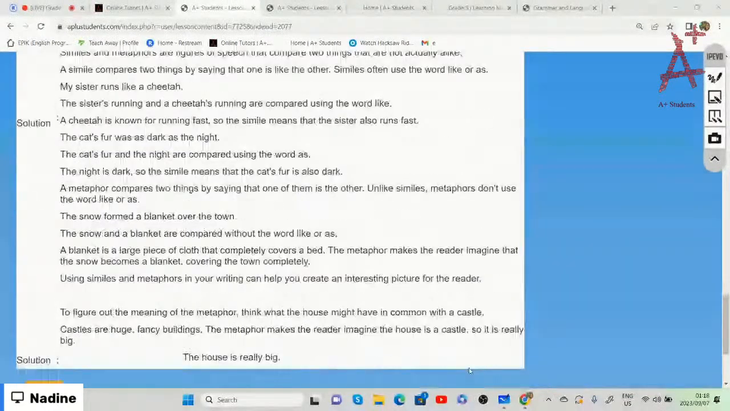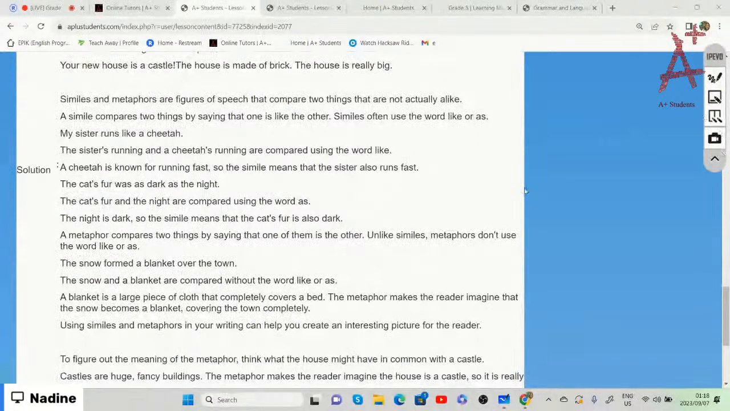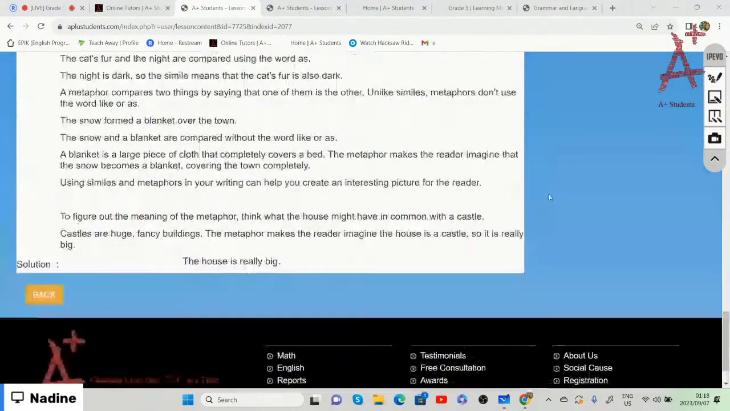And remember, we said similes and metaphors are figures of speech that compare two things that are not actually alike. So, with similes we use words like and as, but it's not actually alike. To figure out the meaning of a metaphor, we need to think what the house might have in common with a castle. Castles are huge and fancy buildings.